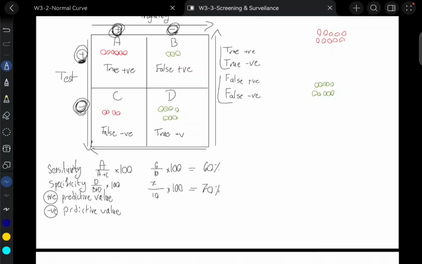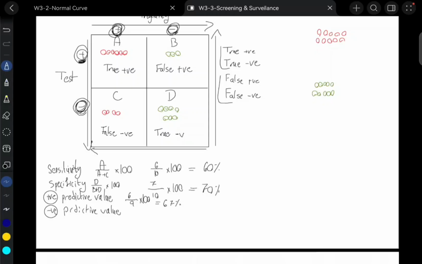Let's plot them. A, which is 6, over A plus B, which is 6 plus 3, 9, times 100, which is 66%, or 67% basically, or 66.7%. Let's just say 67%.